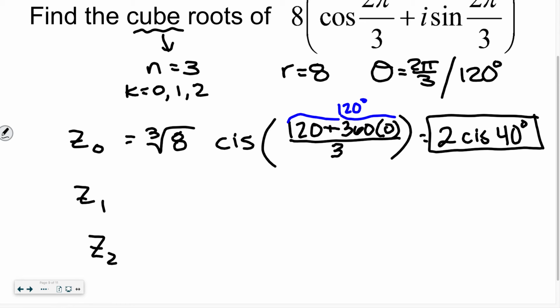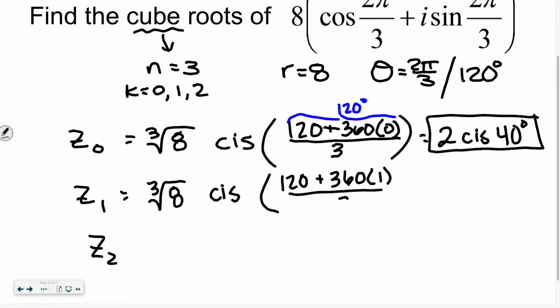There's one root. Now do another one. What's the only thing that's going to change on the z sub 1? k, the thing at the end. 360 times 0 is going to change to 360 times 1. But the r, the theta, the n, everything else is the same. So I just really have to copy this. Cube root of 8, cis, 120 plus 360, change it to 1, divided by 3.